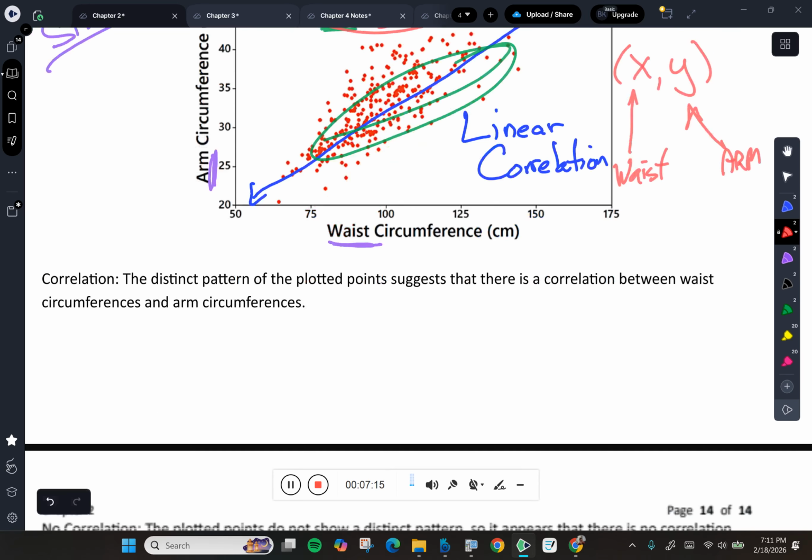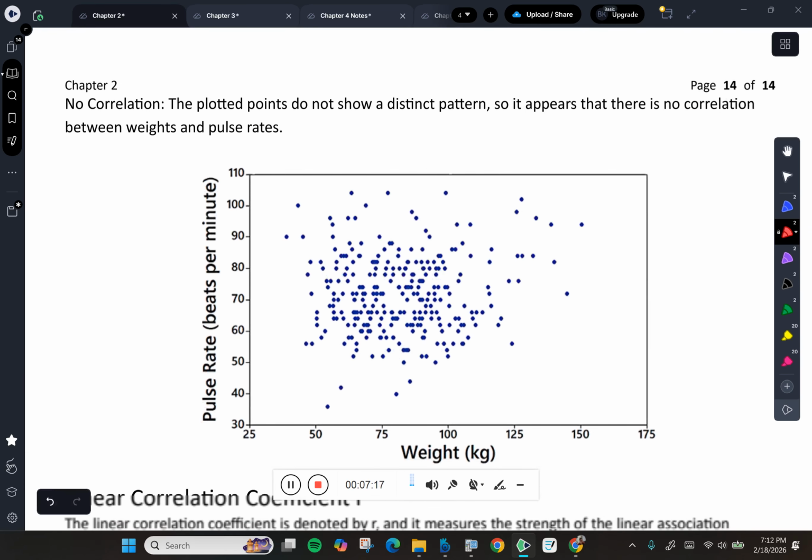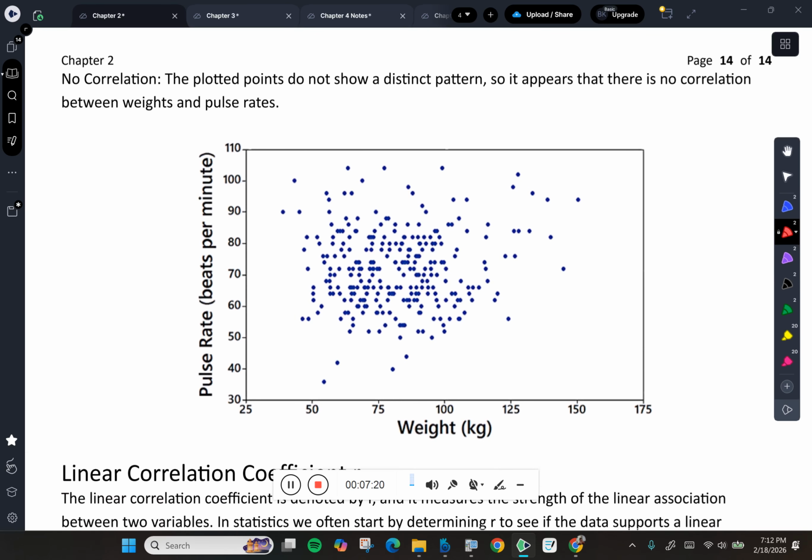Okay? Now, what would it look like if there was no correlation or no linear correlation?